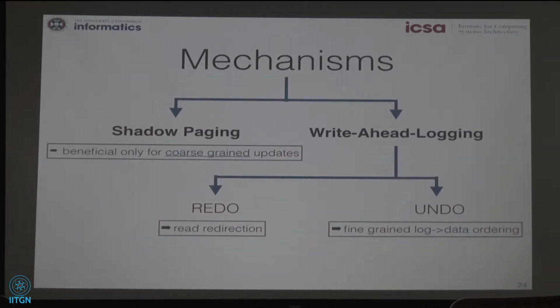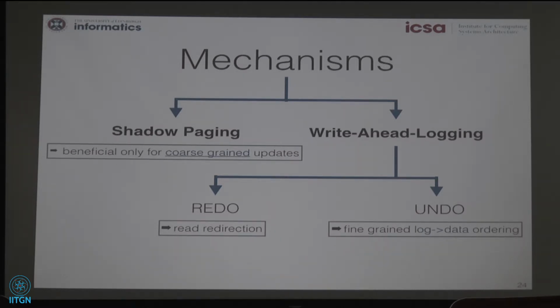Now, what are the mechanisms used to guarantee atomic durability in systems? So there are primarily two classes of mechanisms. One is known as shadow paging and the other is known as write-ahead logging. Shadow paging is typically used in file systems or in systems wherein you want to guarantee atomic durability at a very coarse granularity, so typically at a page level or at a block level. But if you want to guarantee atomic durability at a fine granularity, then write-ahead logging is used. Again, write-ahead logging can be implemented using either a redo log or an undo log.